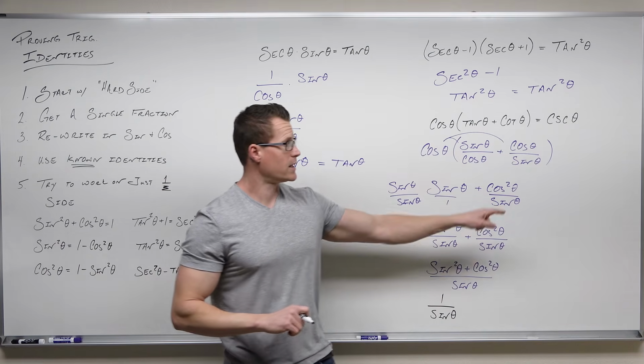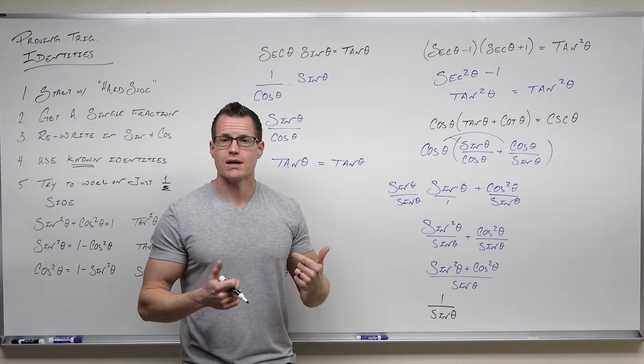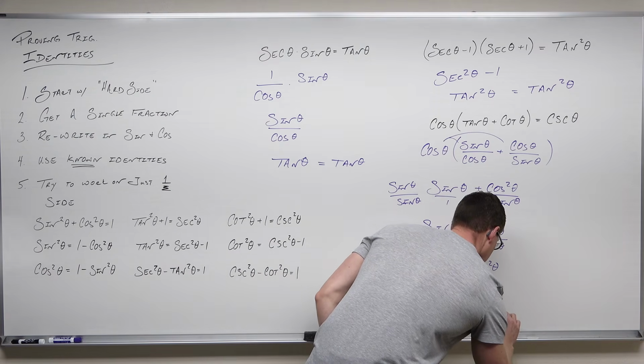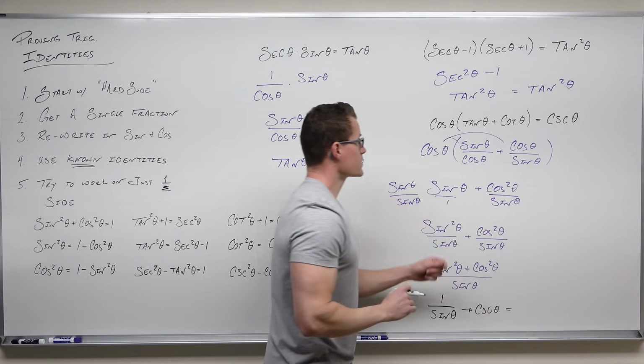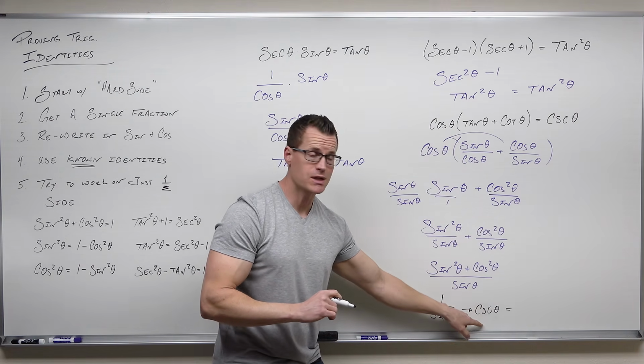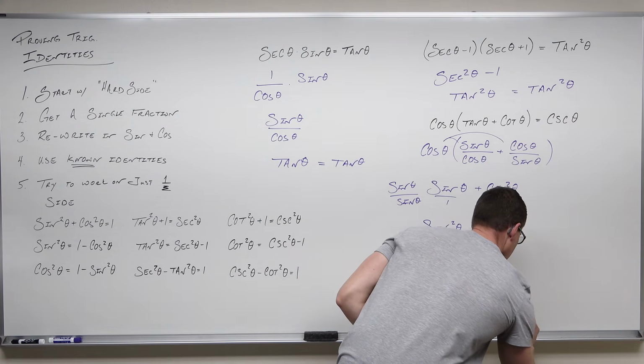Now remember, we're trying to get here. So let's think about 1 over sine theta. 1 over sine theta is cosecant theta. So we did all this work and got down to cosecant theta. Cosecant theta does equal cosecant theta. We've now proven this identity.